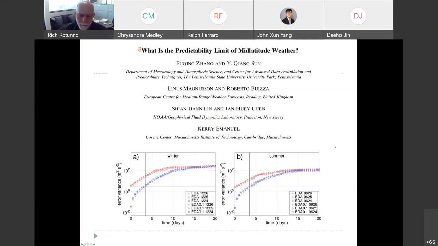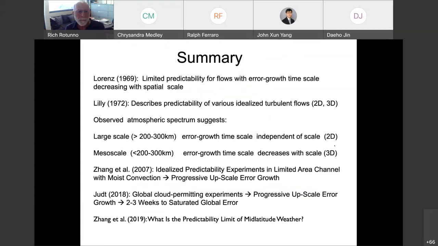And I think you also highlighted the issue. So to summarize, Lorenz in 69 basically laid down the precept for limited predictability for flows with error growth time scales decreasing with spatial scale. Billy, in his 72 paper, describes predictability of various idealized turbulent flows. And observed atmospheric spectra suggests that in the large scale, the error growth time scale is independent of scale, that's 2D. Mesoscale, error growth time scale decreases with scale, that's a 3D problem.